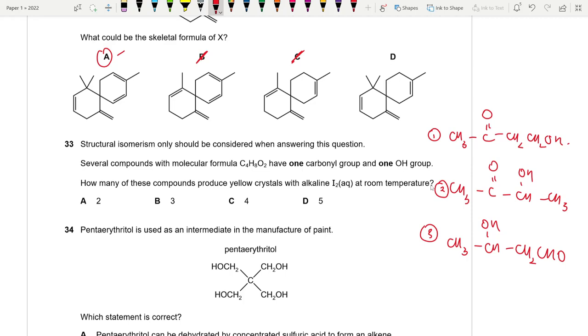Do you guys understand? So yeah, that's more or less it. So the answer should be 3. 3 is B.